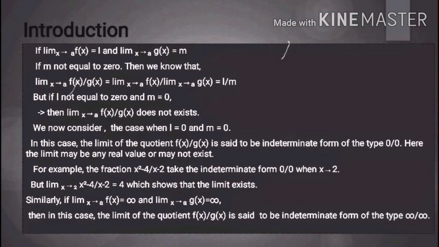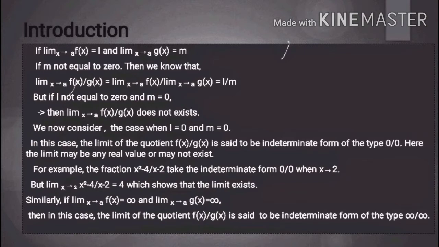Consider function f of x and consider function g of x. Limit of function f of x is L and limit of function g of x is m as x tends to m. Consider the quotient function f of x upon g of x. Limit of the quotient function f of x upon g of x is L upon m. If m is not equal to 0, then the limit of this quotient function exists. But if L is not equal to 0 and m is equal to 0, then the limit of this quotient function does not exist. Let us consider the case when L is equal to 0 and m is equal to 0.